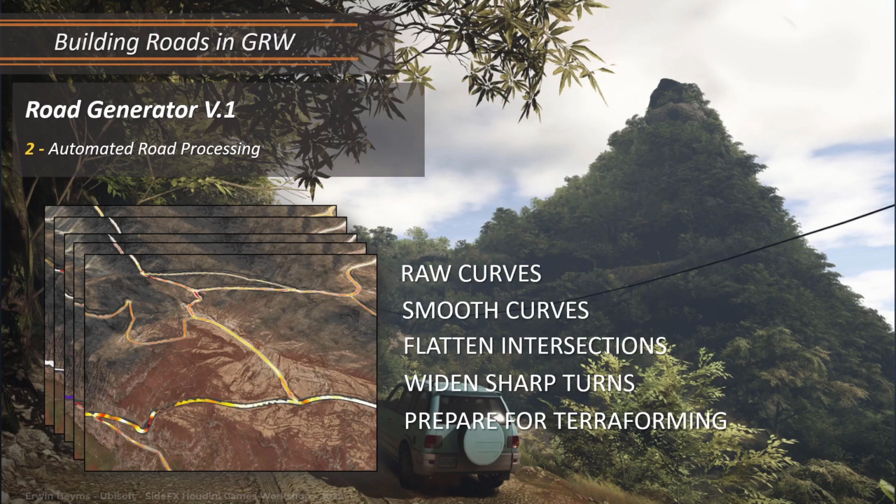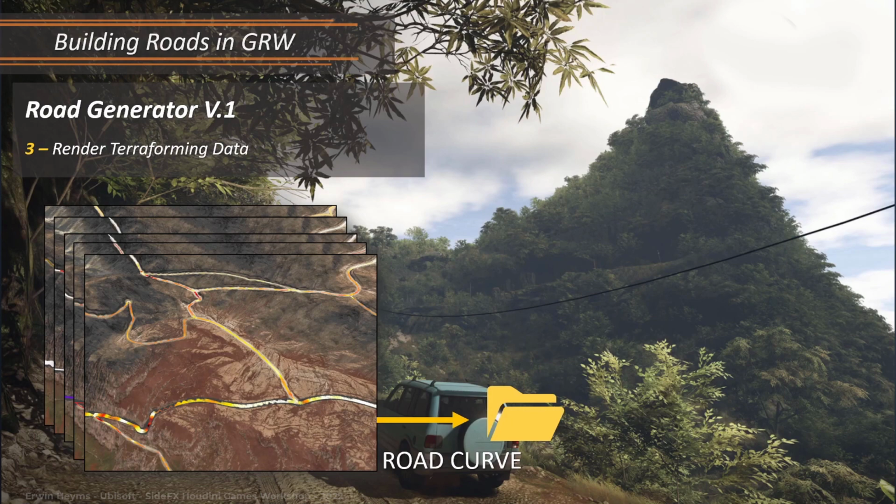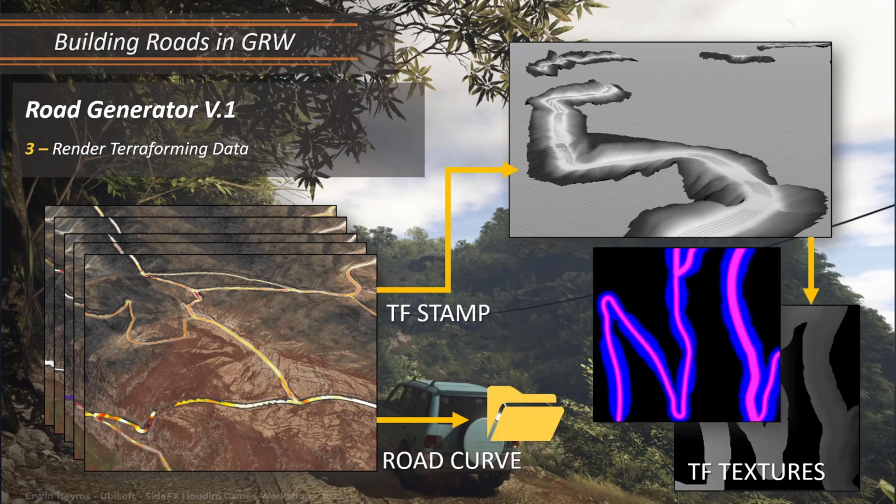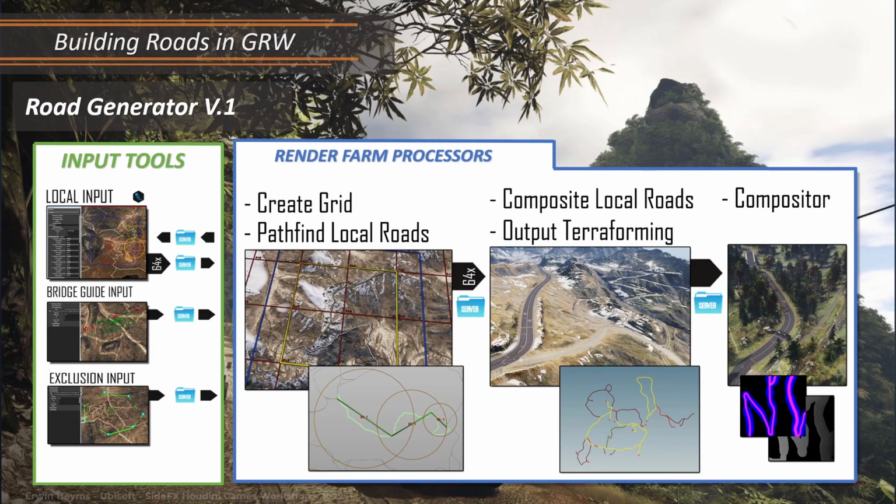So the first thing I would do is export out this result here to a road curve network, and then also run this through a terraforming stamp, which we can then turn into terraforming textures, one for each tile of the world map. So it's easy to composite together. Speaking of compositing, here is the road system.